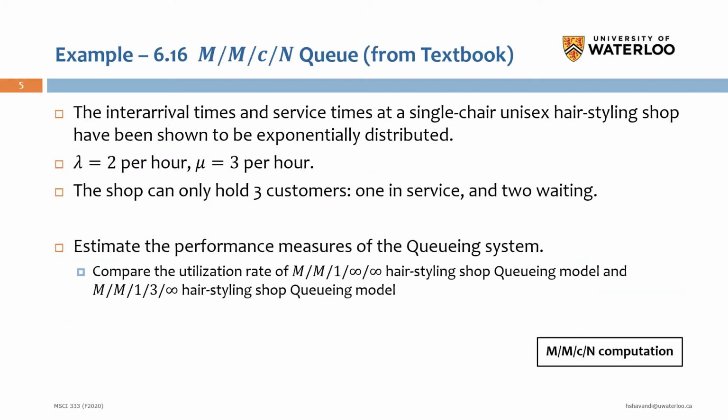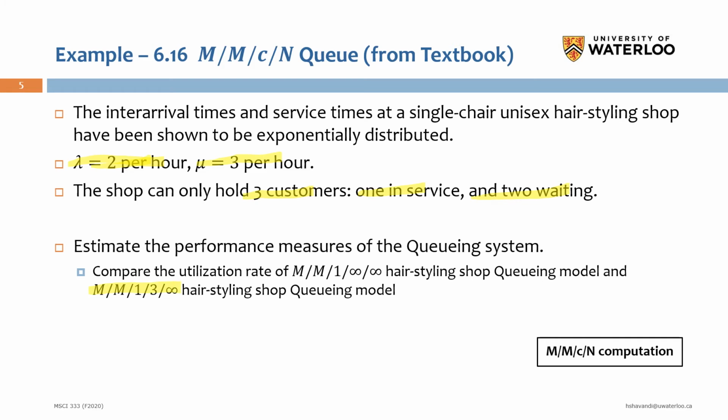Okay. Here we have an example for M/M/C/N. Assume a hairstyle shop again here. As you remember, the arrival was 2 customers per hour, and mu is 3 customers per hour. Here we assume that we have just one server. And now we assume that this shop can hold only 3 customers, 1 in service and 2 waiting. So there's no room for more than 2 customers to wait in the queue. So this model becomes M/M/1/3/infinity, right?